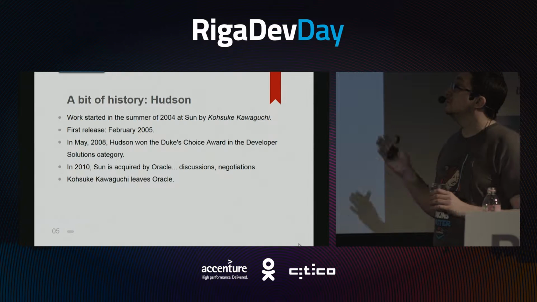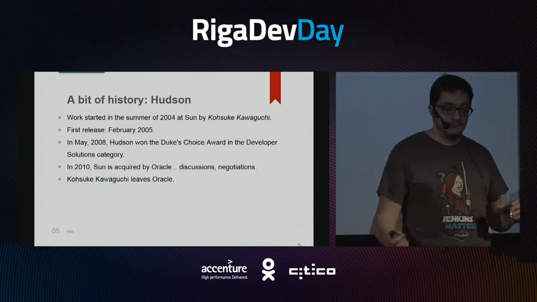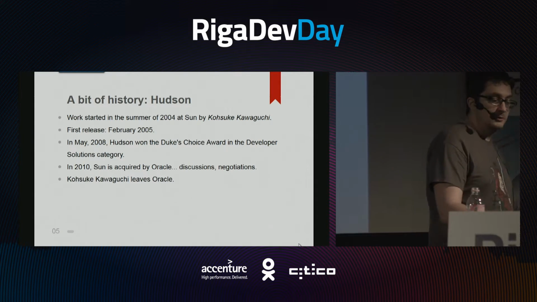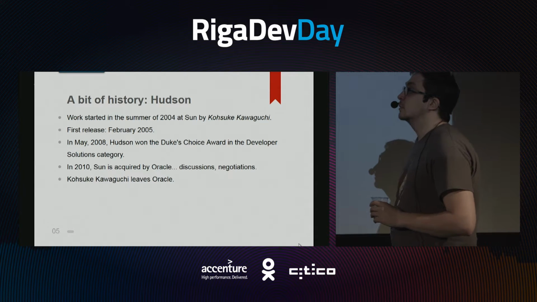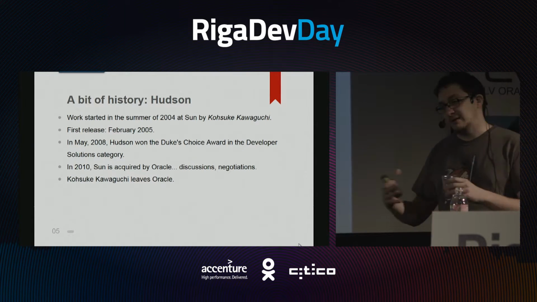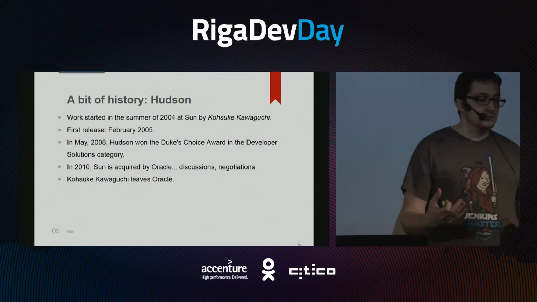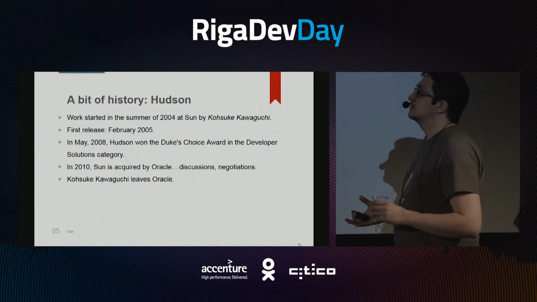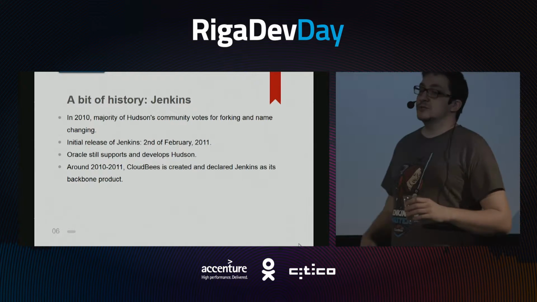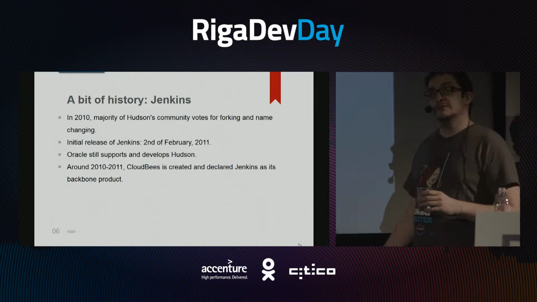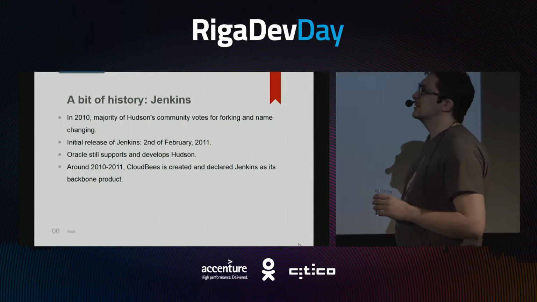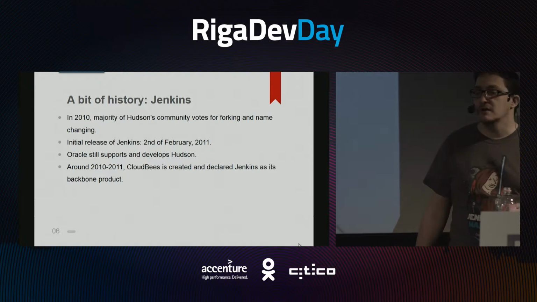In 2008, Hudson was recognized by the Duke's Choice Award in the developer solution category. Then in 2010, a lot of things happened in the Java world, mainly because Oracle acquired Sun. Hudson was one of the products developed under the Sun umbrella, and when it got into Oracle's shop, Oracle started to think about what to do with it. Unfortunately, it ended up with Kohsuke, the original author of the product, leaving Oracle. In 2010, the majority of the Hudson community, which was already quite huge, voted for forking and renaming the product. At the same time, Hudson stayed at Oracle. They still support it, but I think Jenkins by now is many times bigger than the Hudson branch.